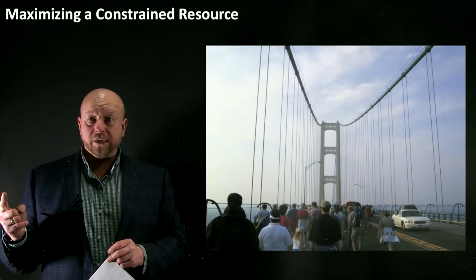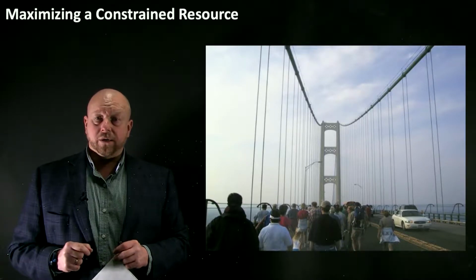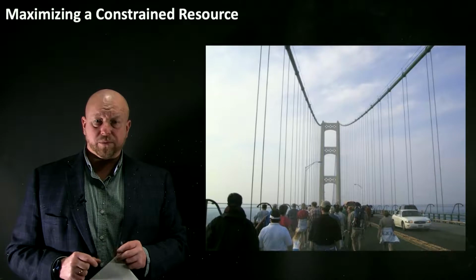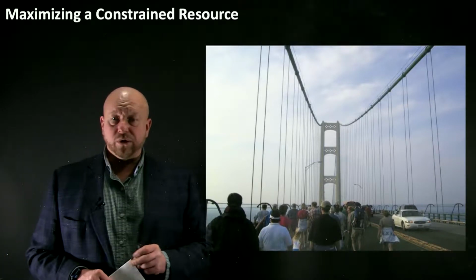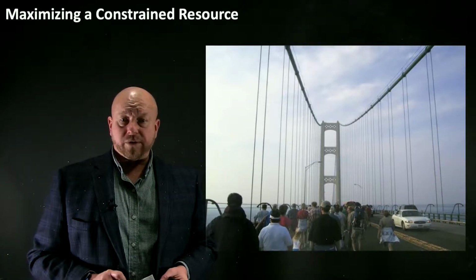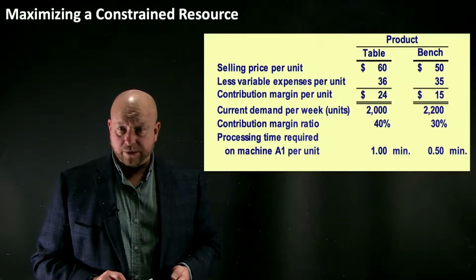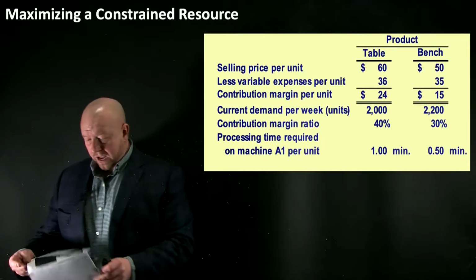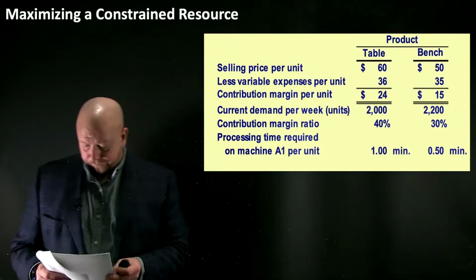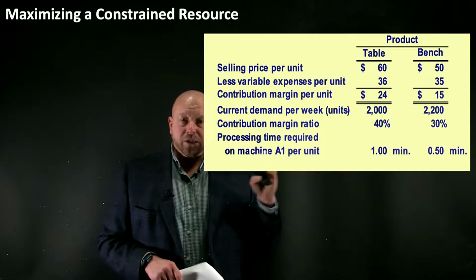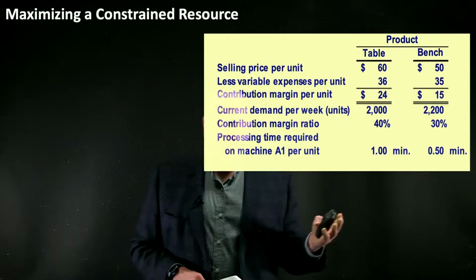There's only one bridge. That's a constraint. There's a constrained resource, which is the bridge. And if we close down 2 lanes of traffic, we have to deal with that constraint. Now, in terms of manufacturing, let's think about this. Initially, we've got a company that sells tables and benches.